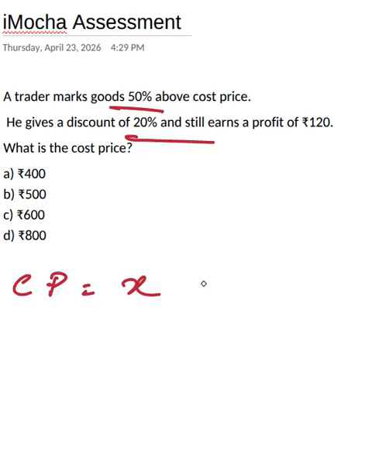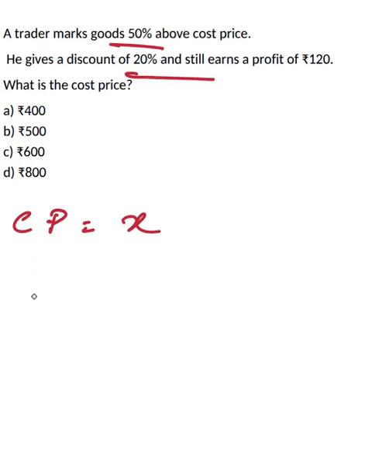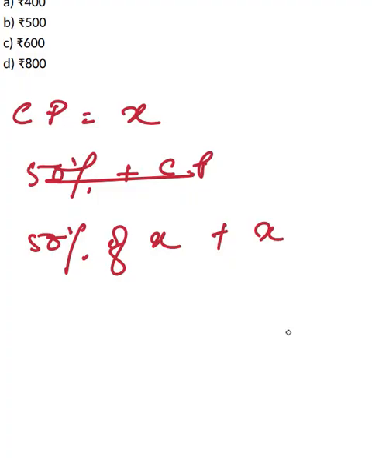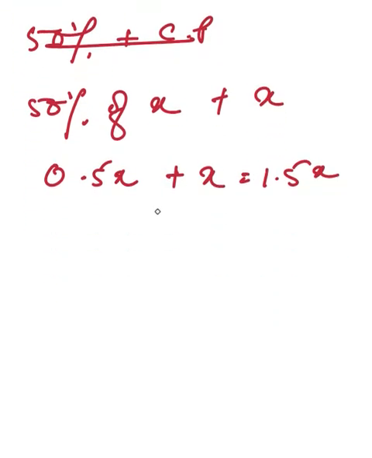Now 50% above the cost price, what is the marked price? 50% of the cost price plus x, that's how we will get the answer. Now 50% of x plus x means what? It's basically 0.5x, right? If you divide 50 by 100, you get 0.5. 0.5x plus x will turn out to be 1.5x. Is 1.5x clear? I think it's clear up till now.